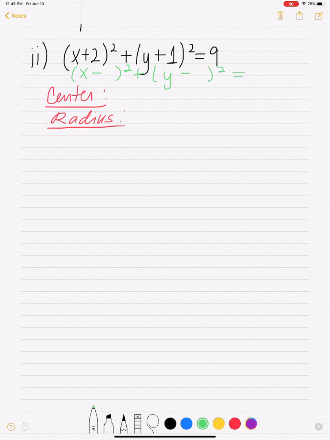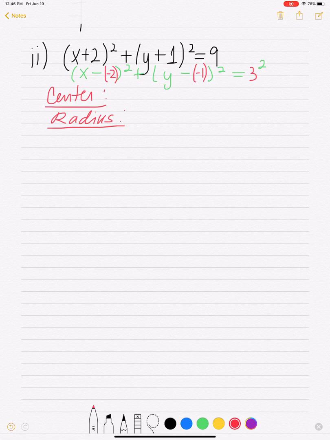equals, well, we can say what squared gives you 9? Well, we can say 3, right? 3 squared gives you 9. All right. So what can I put in place of the blank after the x minus? Well, I could put a -2, right? X minus -2 is the same thing as x plus 2. And then what could I put in place of the blank after the y minus? Well, I could have put a -1, right? Y minus -1 is the same as y plus 1.